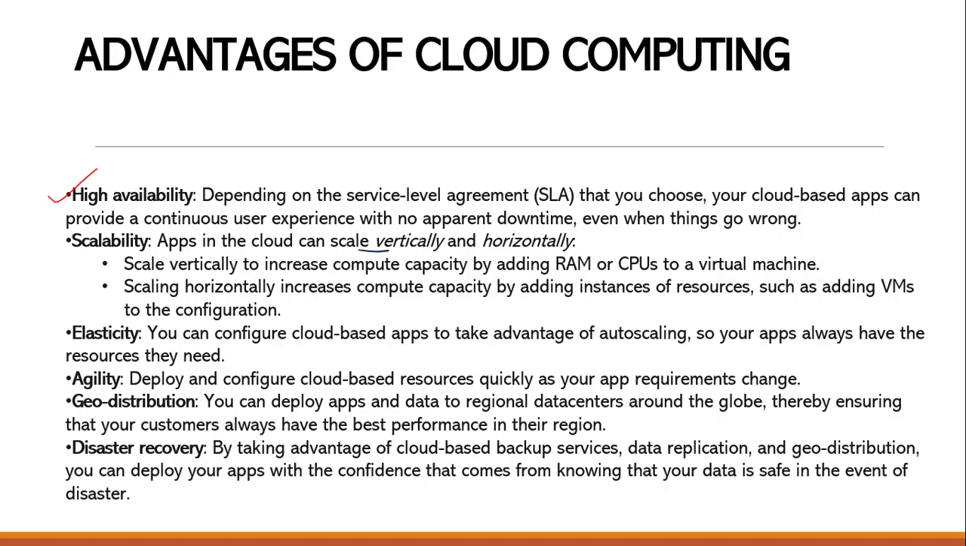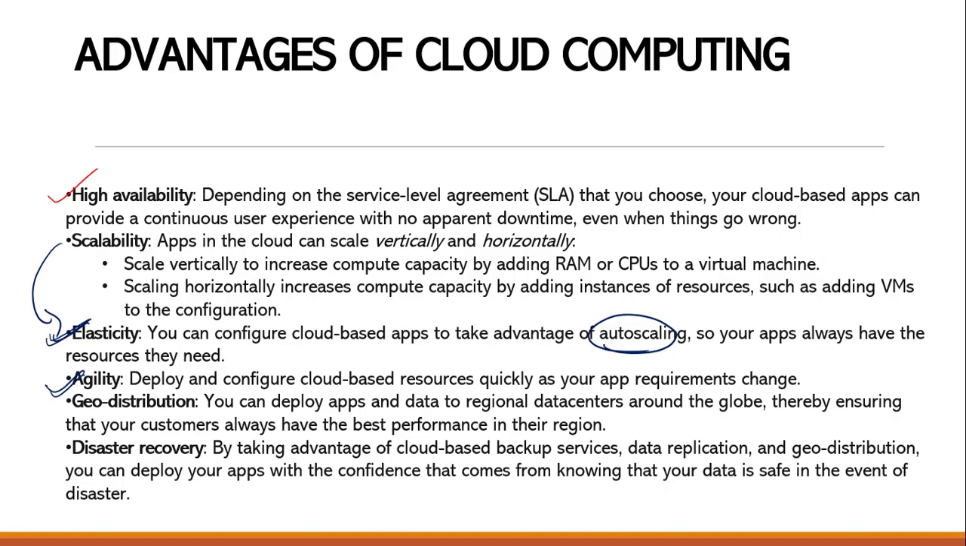So apps in the cloud can scale vertically and horizontally. You can scale vertically to increase the compute capacity by adding RAM or CPUs to the virtual machine, and scaling horizontally increases the compute capacity by adding instances of resources, such as adding VMs to your configuration. Now, similar to scaling, we have elasticity. It is when you are automatically doing the scaling based on some metrics. So you can configure cloud-based applications to take advantage of auto scaling, right? In that case, the cloud is elastic in nature.